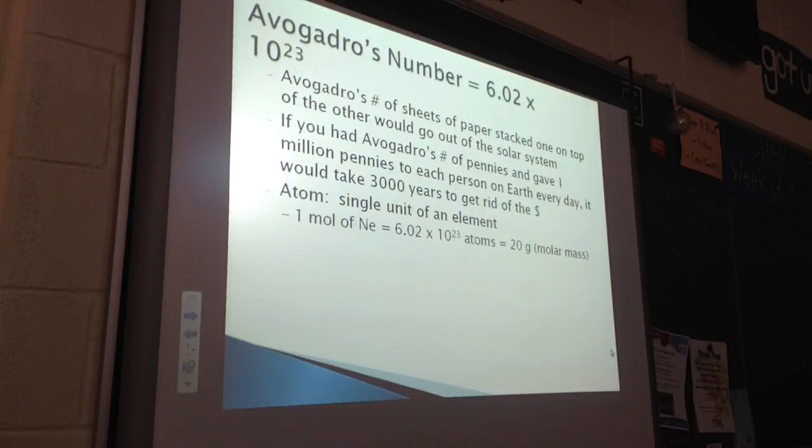I have atoms of hydrogen. I have atoms of copper. I have atoms of phosphorus. I have atoms of neon. Okay? These are elements, and they are written exactly on the periodic table.